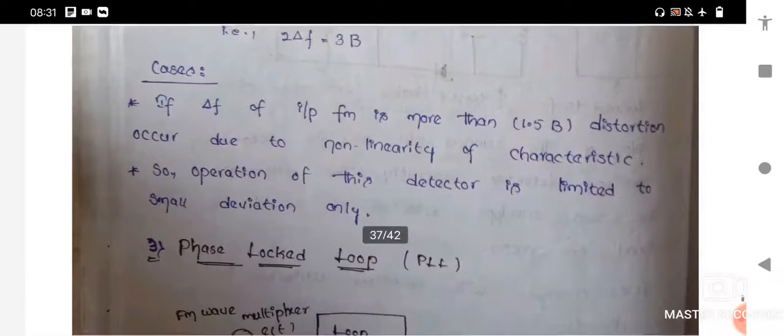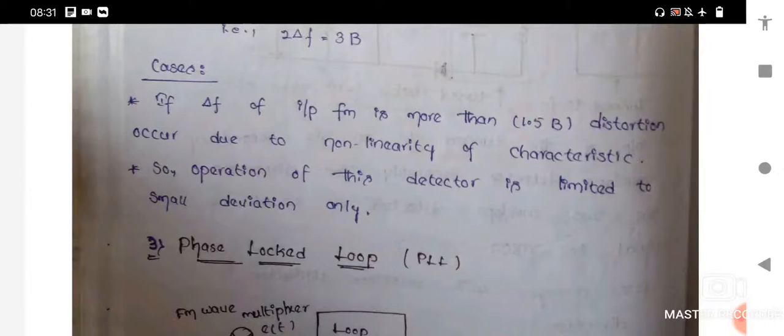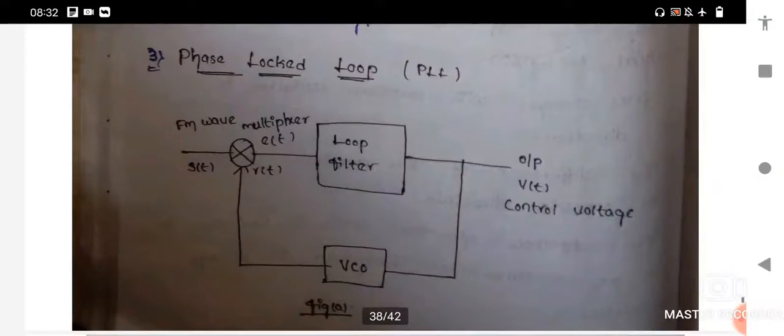So what are the cases? If del f of the input FM is more than 1.5 dB, distortion occurs due to non-linearity of the characteristic. So the operation of this detector is limited to small deviation only. So this is about the frequency discrimination method to generate the demodulated FM wave. And the second method of detecting FM waves is the phase locked loop.